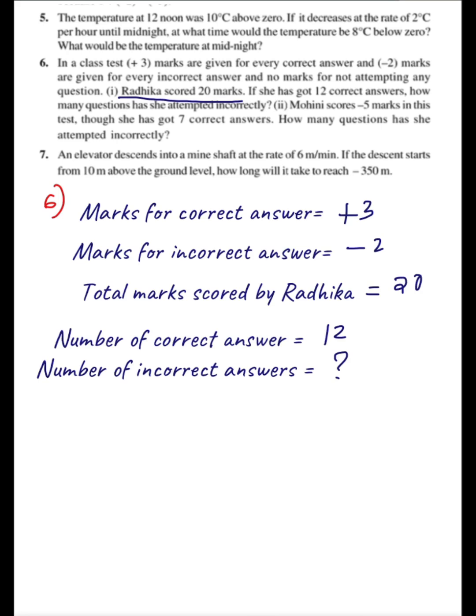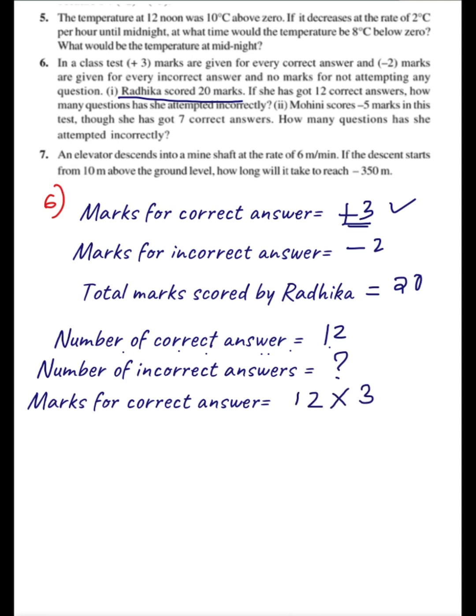So we already know that marks for correct answer is plus 3. That is, if you are getting any correct answer, then we will get plus 3 for each correct answer. Okay, and in the question it's given that number of correct answers is 12. That means we can find the marks for correct answers. How will you find it? You know that whenever you get any answer correct, you will get plus 3 marks for each answer, and it's given that number of correct answers is 12. So the marks for correct answers will be 12 into 3.